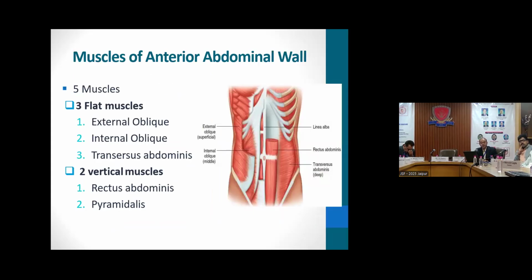There are 5 muscles, 3 flat and 2 vertical muscles: the external oblique, internal oblique, transverse abdominis, and the 2 vertical muscles, the rectus abdominis and the pyramidalis. The external and internal obliques are called the movers, whereas the transverse abdominis and the rectus abdominis are called the stabilizers of the abdominal wall.